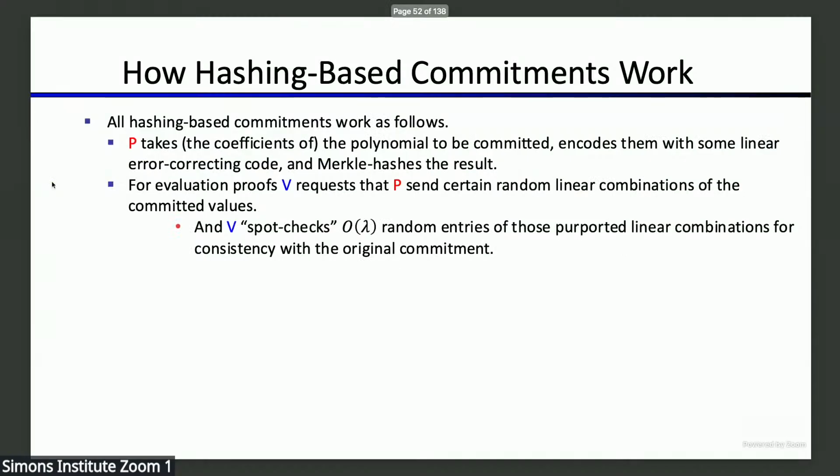Okay, so I think I said most of what I wanted to say about hashing-based schemes. The commitment in hashing-based schemes is like you encode the coefficients of the polynomial with an error-correcting code, and then the commitment is just a Merkle hash. At a high level, that's how all the hashing-based commitments work. And then for opening, I really just want to sketch this, but basically the verifier starts requesting certain random linear combinations of the committed vector's entries. Okay, to give FRI as an example.